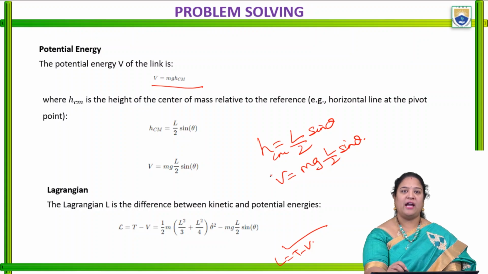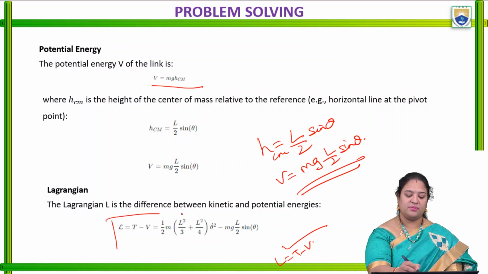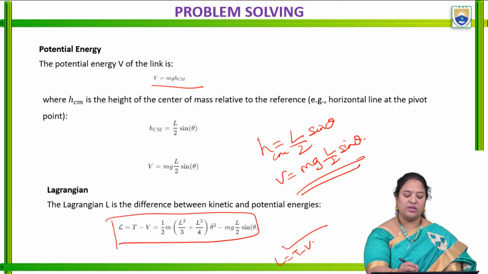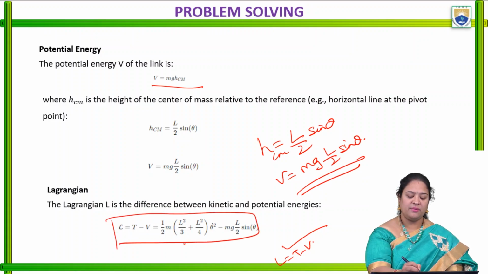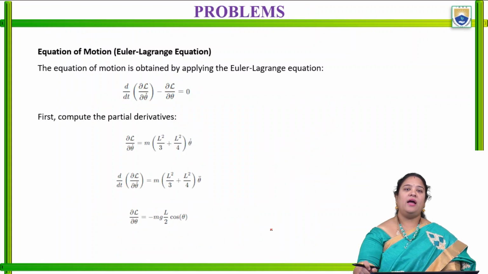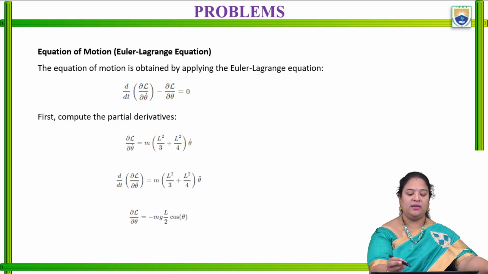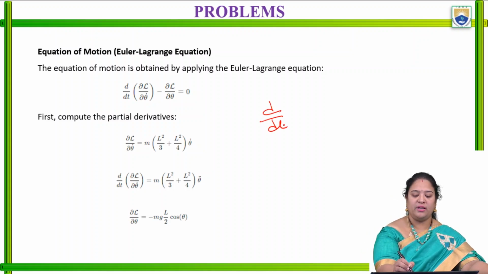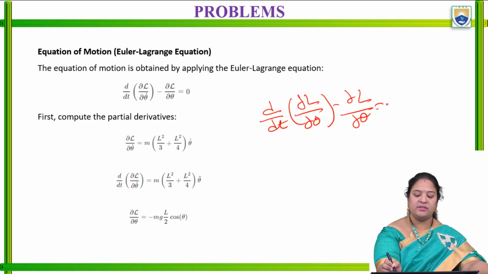the kinetic energy and the potential energy, which we substitute into this equation, L equals T minus V. So L equals 1/2 m (L²/3 plus L²/4) θ̇² minus mg L/2 sin θ. And the overall equation of motion, which we already know, is d/dt (∂L/∂θ̇) minus ∂L/∂θ equals 0.